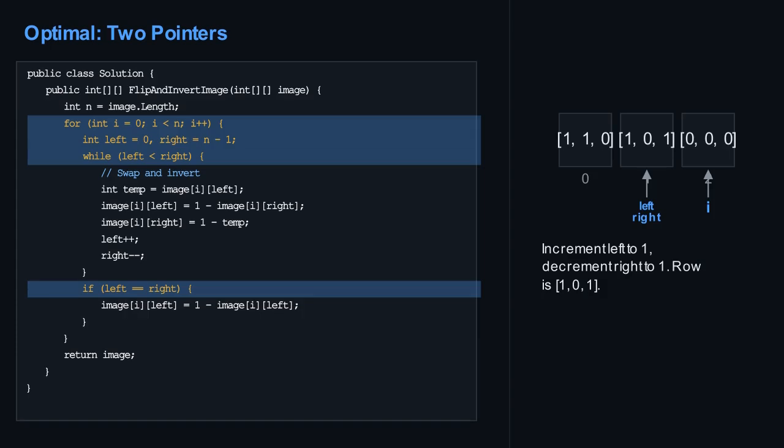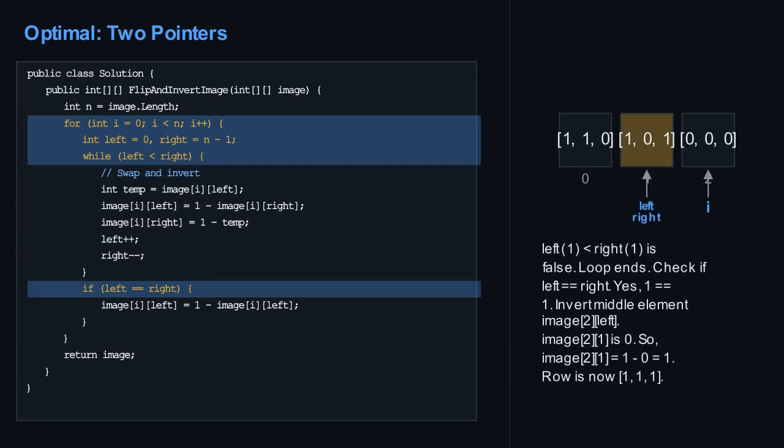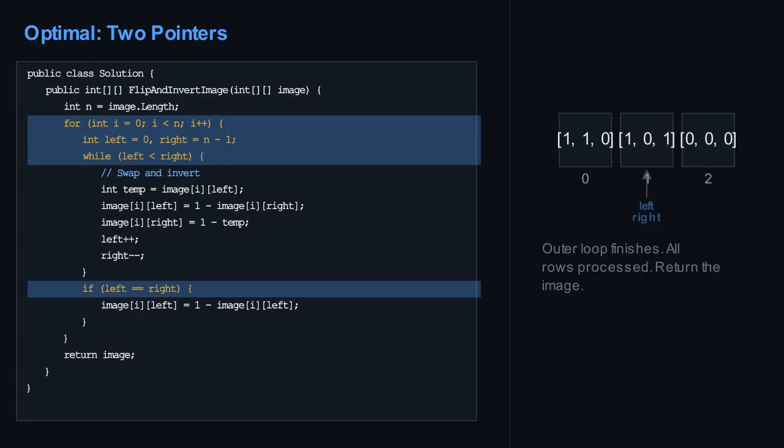The row is now 1, 0, 1. We increment left to 1, decrement right to 1. Left is 1, right is 1. Left is not less than right. Loop ends. Left equals right. We invert the middle element. Image at row 2, column 1 is currently 0. We set it to 1 minus 0, which is 1. Image at row 2, column 1 becomes 1. The third row is now 1, 1, 1.